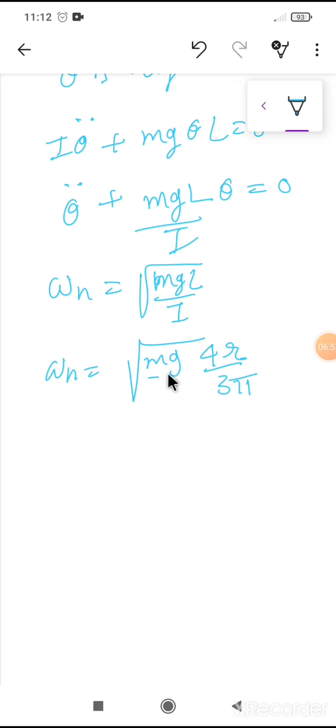And what is the value of moment of inertia? Here the moment of inertia is m r square. So m gets cancelled, and one r gets cancelled. So we've got omega n equal to 4g by 3 pi r. So we've got the natural frequency equation, it is 4g by 3 pi r. This is the natural frequency of the given system.